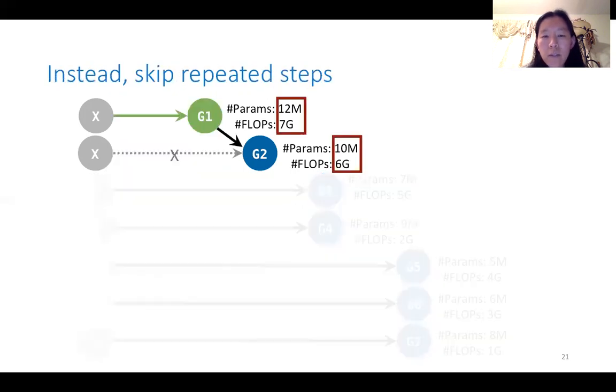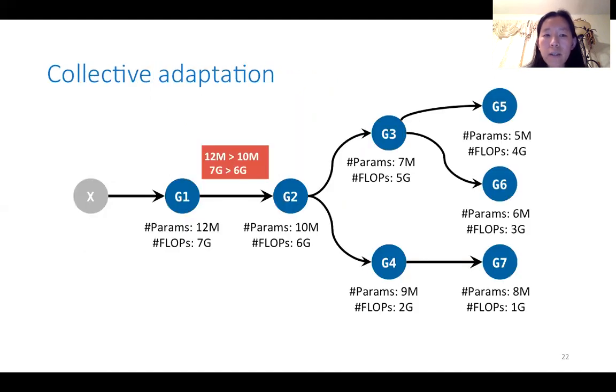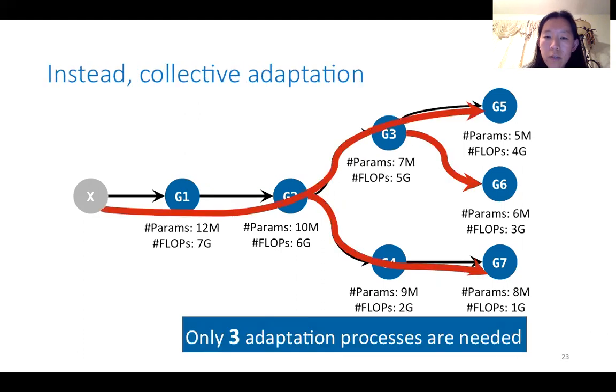But then if we look at these 2, goal 2 is more constrained than goal 1, which means that if you start from the end result for goal 1 instead of starting from the large model, then it's going to be more efficient. This is the intuition behind what we call collective adaptation. So essentially, instead of dealing with 7 goals individually, we sort of merge them into a tree so that you can only use 3 processes to run through all 7 goals.